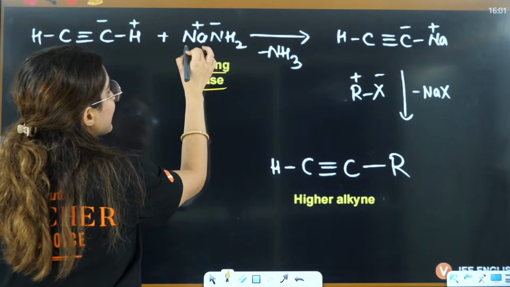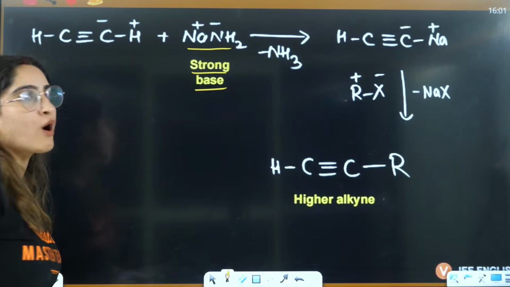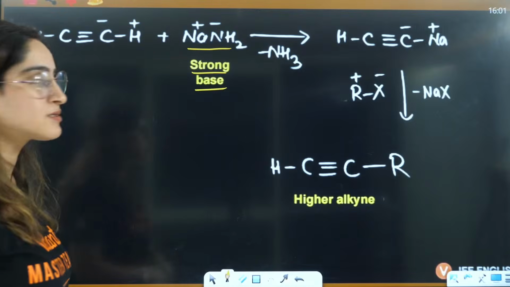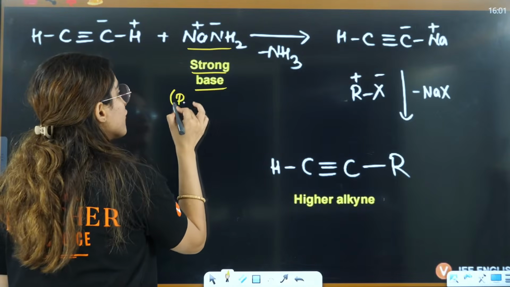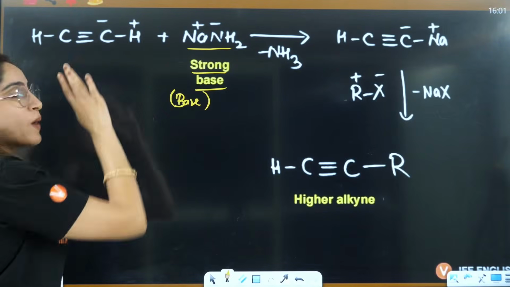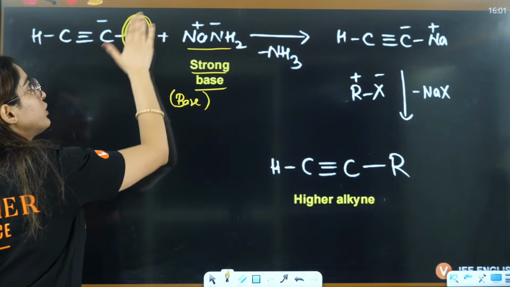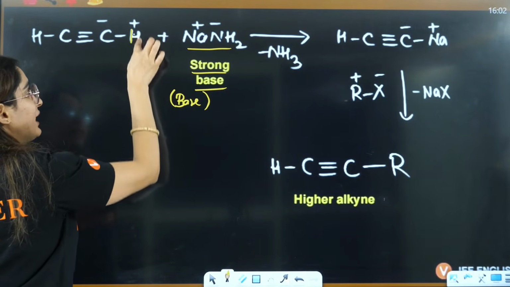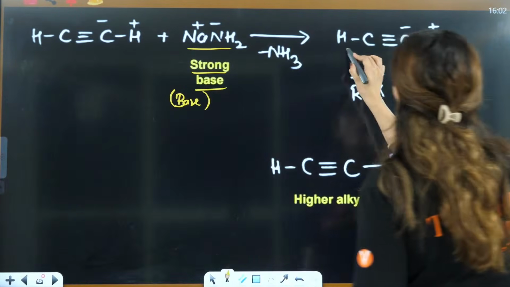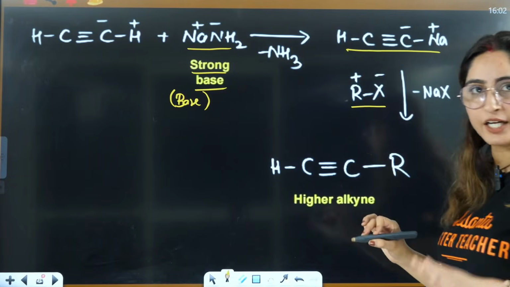If you have NaNH2, this is a base that wants to abstract a proton. If you have a base, this is one of the bases, okay? A base wants to abstract a proton. Alkyne is quite acidic in nature. This proton will be taken out by this, and here you have the addition of Na positive. This will be formed, and with this again, R-X reacts.